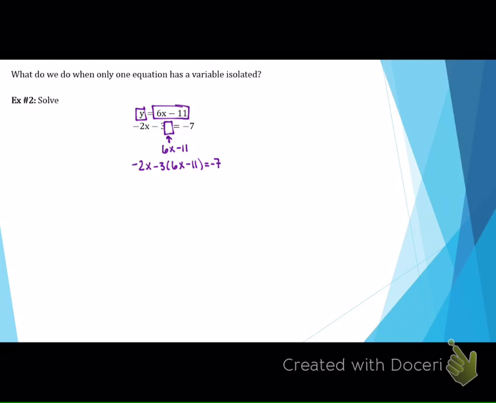So notice we go from having an x and y in both equations to having just an x to solve for. Again, it doesn't matter which variable you isolate. You just want to isolate the easiest of the two.